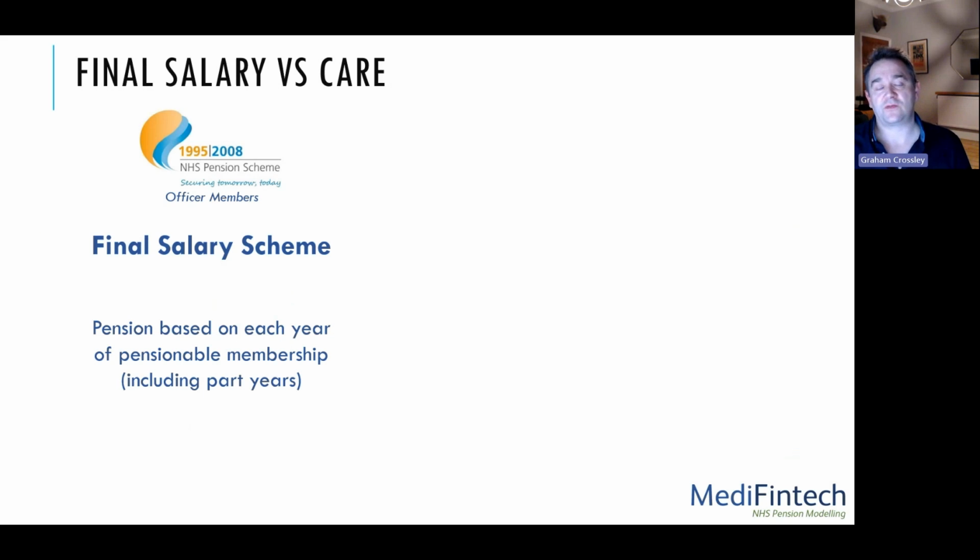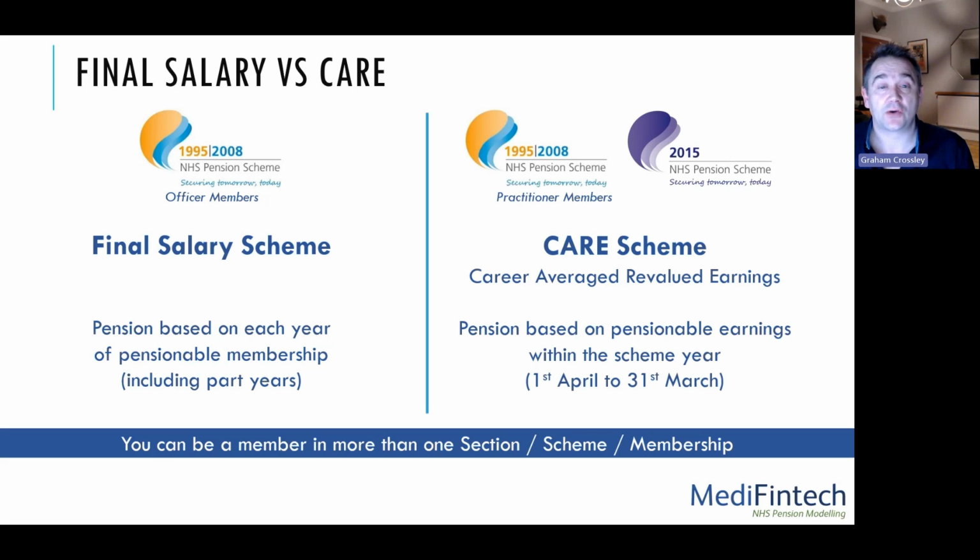Now, within those defined benefits, there are two types. There are the old final salary benefits, so that's your 1995-2008 scheme, whereby your pension entitlement is based on each year of pensionable membership, including your part years and days. And then we have the newer scheme, the Career Average Revalued Earnings Scheme, or 2015 scheme, where your pension is based on your pensionable earnings within a scheme year from the 1st of April to the 31st of March.